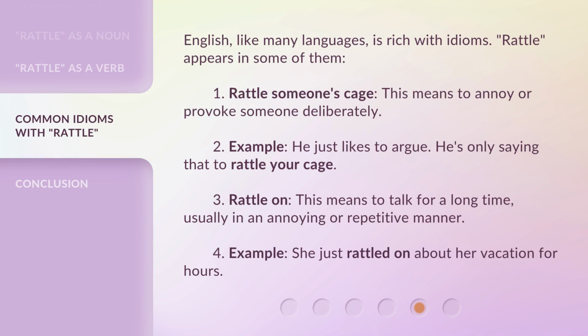English, like many languages, is rich with idioms. Rattle appears in some of them. 1. Rattle someone's cage. This means to annoy or provoke someone deliberately. Example: he just likes to argue. He's only saying that to rattle your cage.